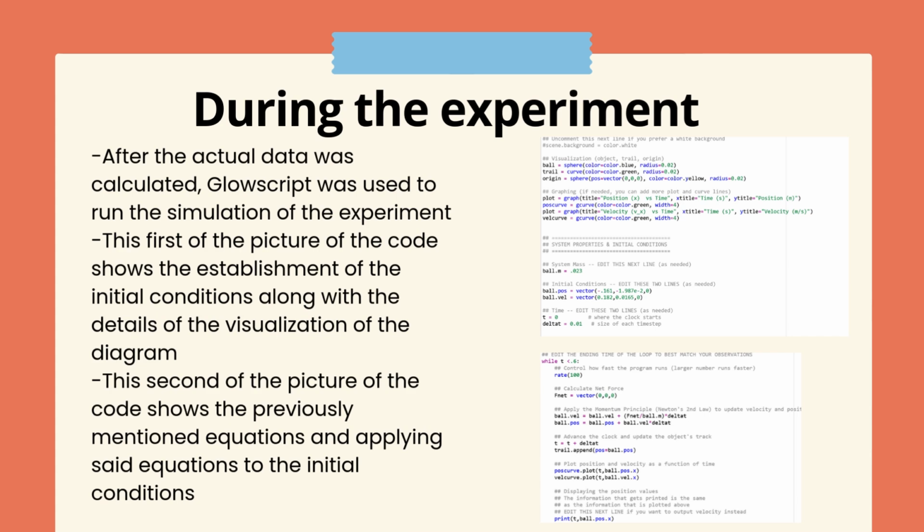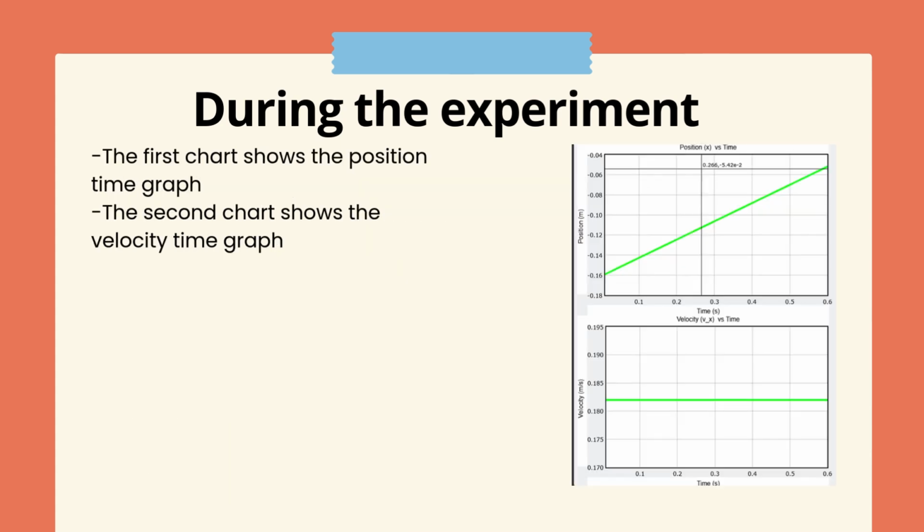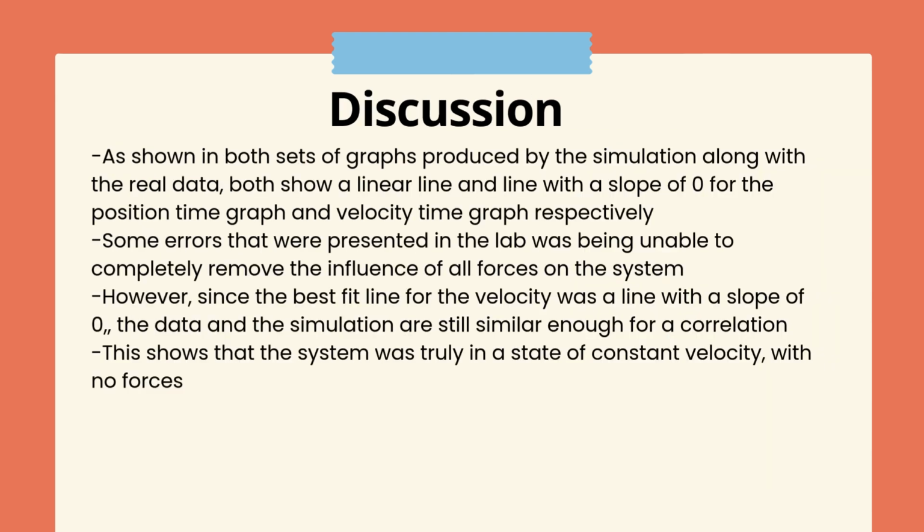After the actual data was calculated, GlowScript was used to run the simulation of the experiment. The first picture of the code shows the establishment of initial conditions along with the details of the visualization diagram. The second picture of the code shows the previously mentioned equations and applying said equations to the initial condition. And this is the data provided by the simulation. As shown in both sets of graphs produced by the simulation along with the real data, both show a linear line and a line with a slope of 0 for the position time graph and velocity time graph respectively.